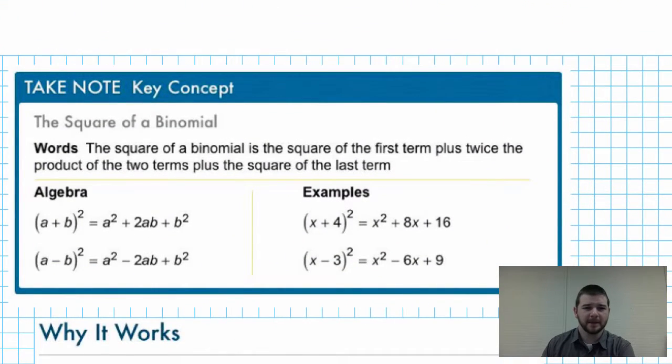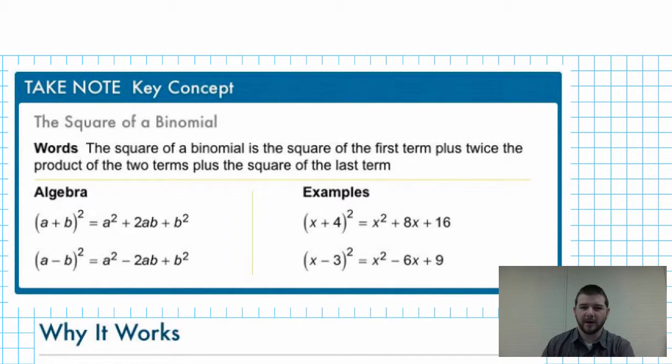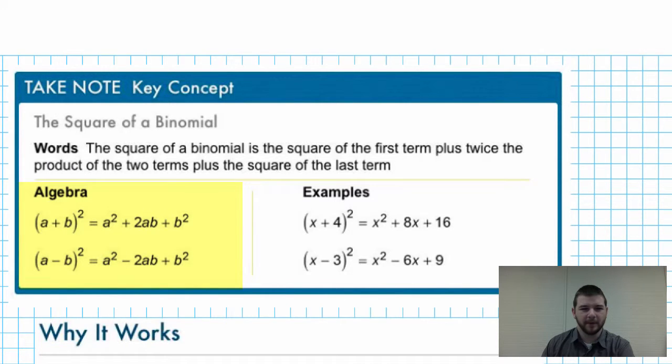A key concept to take note of: the square of a binomial. Often we will simply be squaring a binomial, and it says here the square of a binomial is the square of the first term plus twice the product of the two terms plus the square of the last term. That may be kind of hard to grasp just reading the words, but when we take a look at what's truly going on here, the algebra of the problem says (a plus b) squared, so our binomial is a plus b, and we're squaring it.